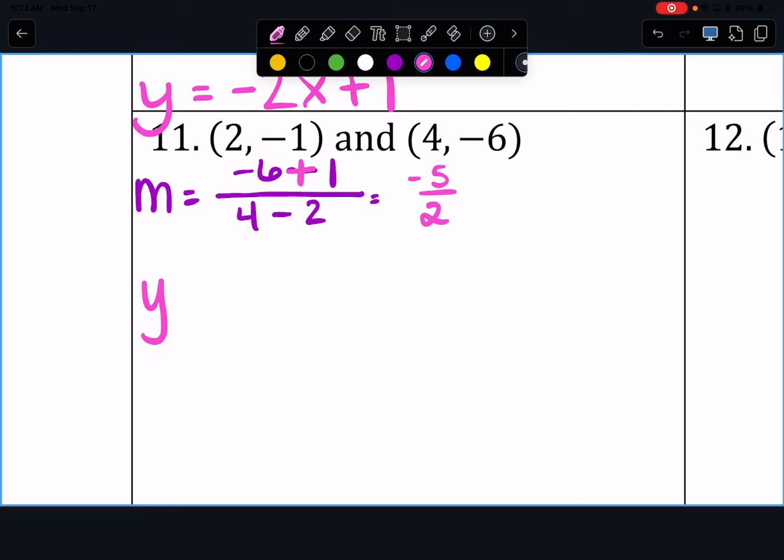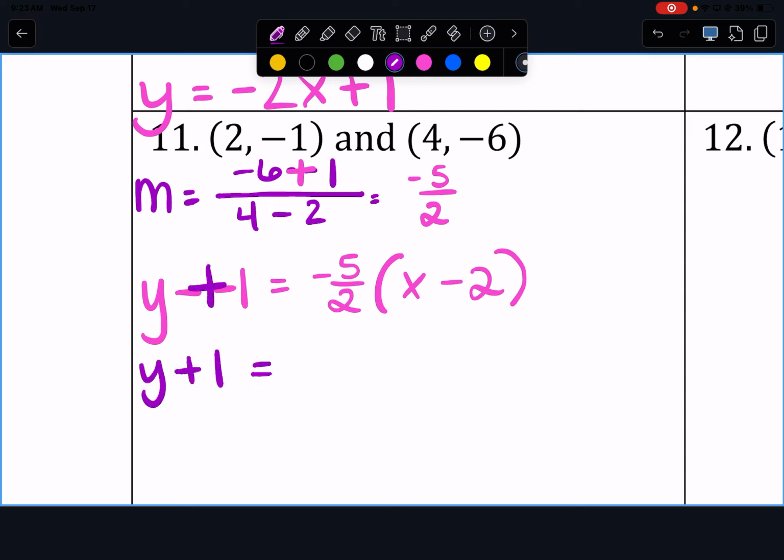So now let's plug in. Which point do y'all want to plug in? 2, negative 1. So Y minus negative 1 equals negative 5/2 times X minus 2. Now, subtract a negative number, so we have Y plus 1 equals, now we distribute. What is negative 5/2 times X? Negative 5/2 X. What about negative 5/2 times negative 2? 5. A negative and a negative make it positive 5.